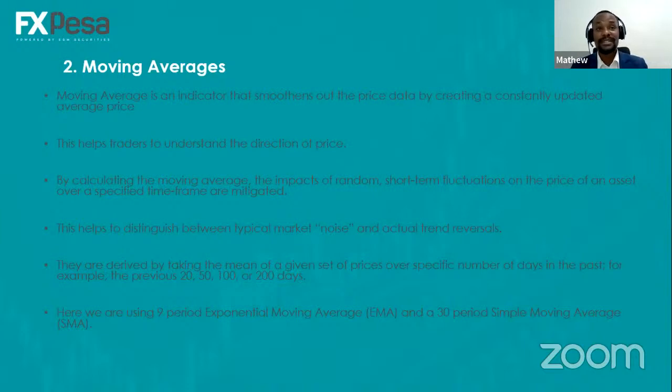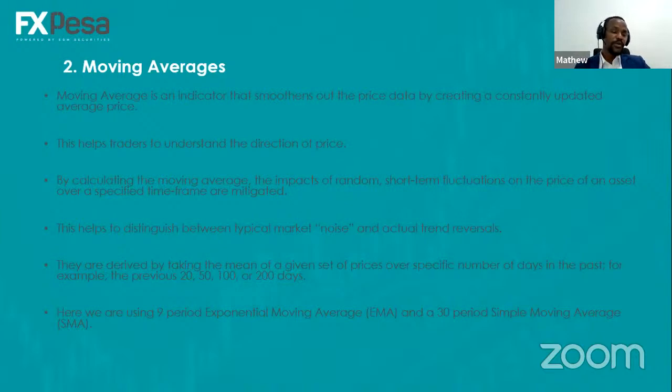You can as well test another combination, like 20 and 50 or 20 and 100. Of course, you get a crossover, but you have to test and see under which market conditions, which time frame, and maybe which financial instrument they work well. But the concept is the same. We want to combine a crossover of a moving average and a trend line.